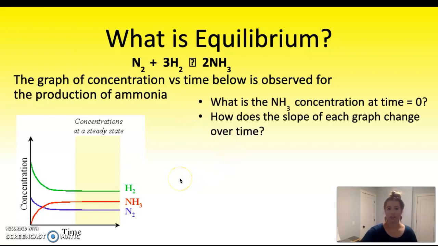Okay. So what is the ammonia concentration at time zero? Well, let's see, at time zero, our concentration of ammonia is at zero because we only have reactants, we don't have this product yet. How does the slope of each of the graphs change over time? It should say like each of the substances change over time. So let's check. Well, the slope is great, right? It's steep. And so the reaction rate would be fast or high. And that's true for all of them. Yes, we have negative slopes and positive slopes, but they're still large numbers.